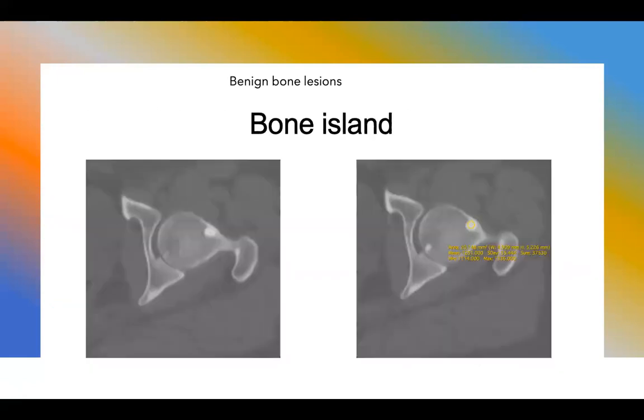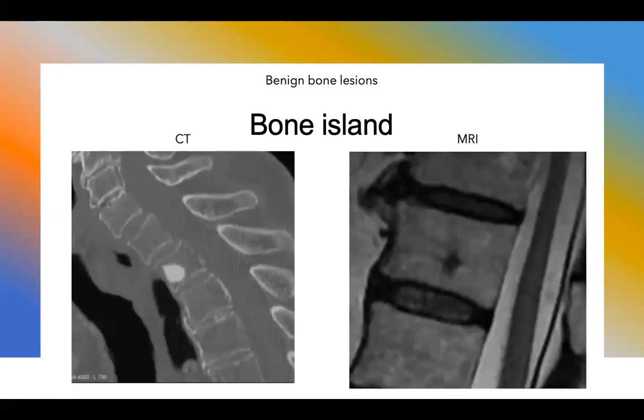That's a very typical bone island in the femoral head with a mean attenuation value of 1,200 Hounsfield units. Another bone island in the spine. On a CT and on T2 weighted images, there is a really low T2 signal intensity.